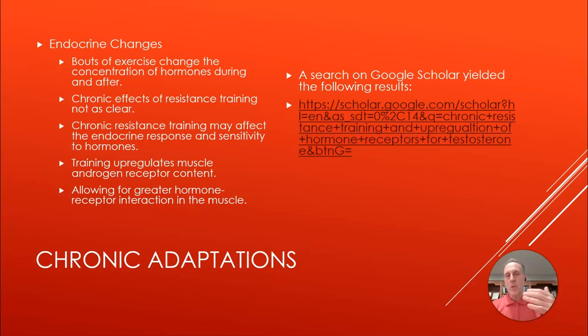Training upregulates muscle androgen receptor content. We kind of talked a little bit about that in the anabolic side too, 2 presentations ago. And then you have this greater ability to have interaction at the hormone receptor in the muscle itself. So again, same thing. I went out and did a little search of resistance training, upregulation of hormone receptors for testosterone, and so on. Hopefully it's something that you'll be able to read through and you'll enjoy.